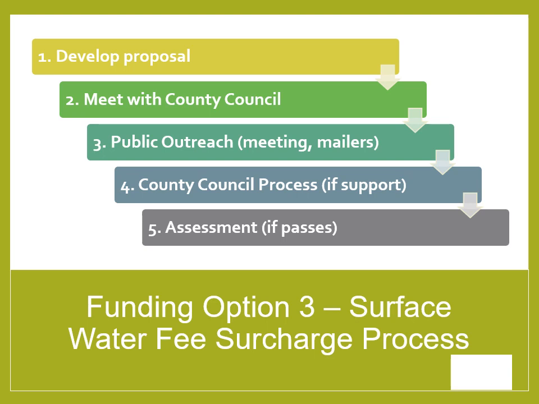If the community decides they would like to go ahead with option 3 of a surface water fee surcharge, there is a rigorous process. First, you would develop a proposal. You would then meet with your county council representatives. Lake Roesiger actually has 2. Then there would be public outreach, such as in meetings or mailers about it, so people could express their concerns and show their support or not. And then if there was support, the county council person would introduce it and it would go through the county council process, including public hearings. And finally, there would be the assessment if it passes.